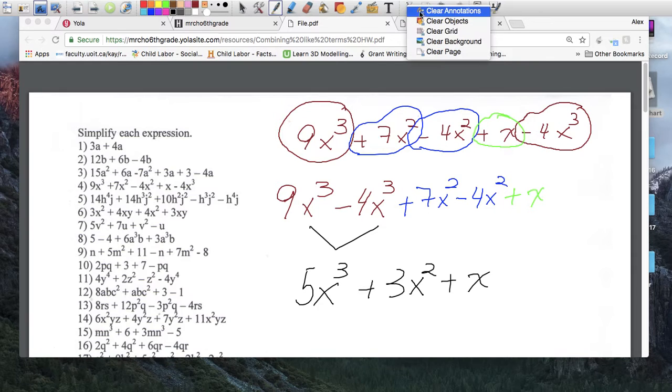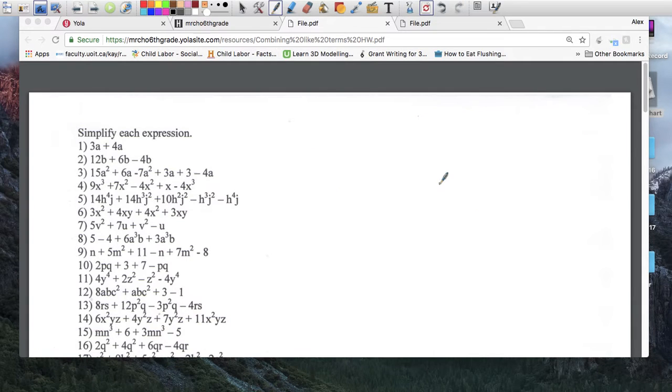Let me see if I can do something that's a little bit different. Let me do a long one. Let's try 9n plus 5m squared plus 11 minus n plus 7m squared minus 8. So this has a few different things. All right, so let's start.